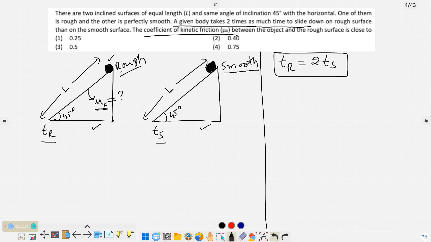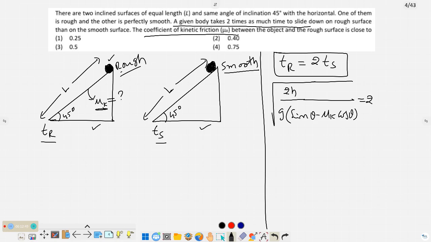So for the time taken by any body to slide down a smooth surface or a rough surface, we have to know the formula. On the rough surface, the time is under root of 2h by a, because both have the same height of inclination. Here a is the acceleration. In the case of a sliding body, the acceleration is equal to g sine theta minus mu k cos theta. This formula you may already have learnt in the conceptual training.